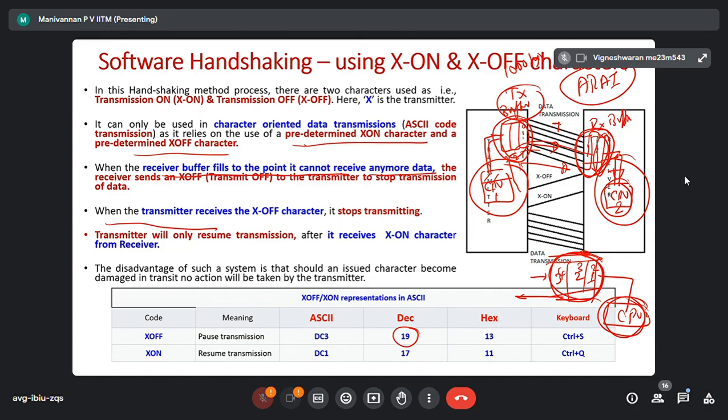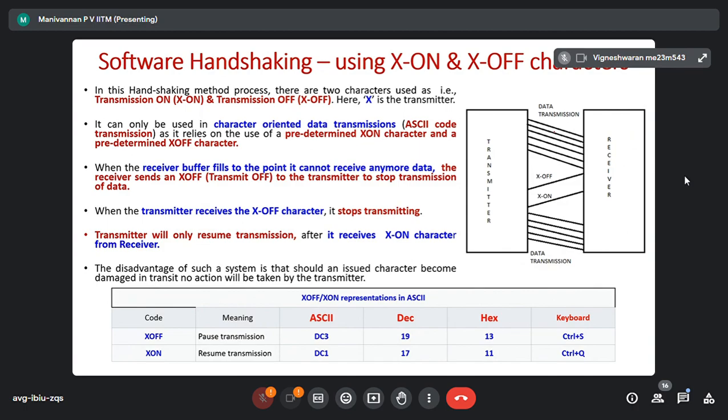When all the data is read, then it will send the XON character. It will send the XON character, please send it. So this is how the software works. The transmitter will resume the transmission if it receives the XON character from the receiver. Please note who is going to send this.